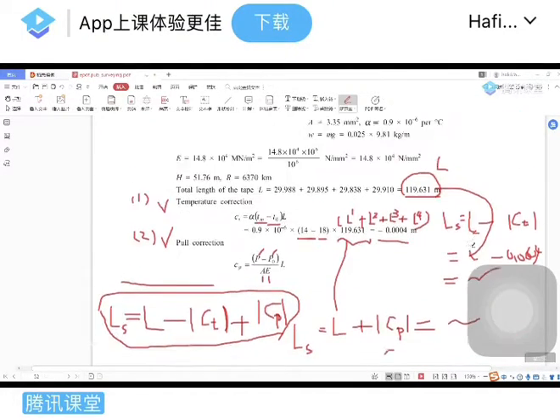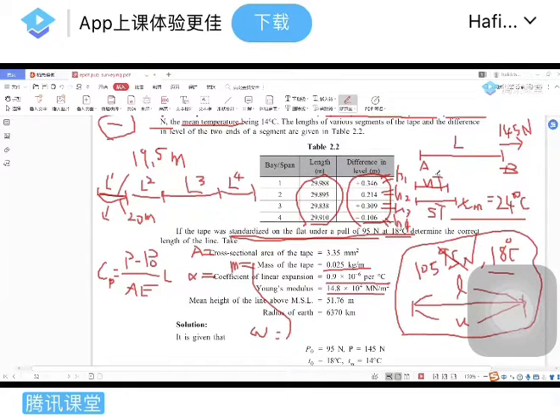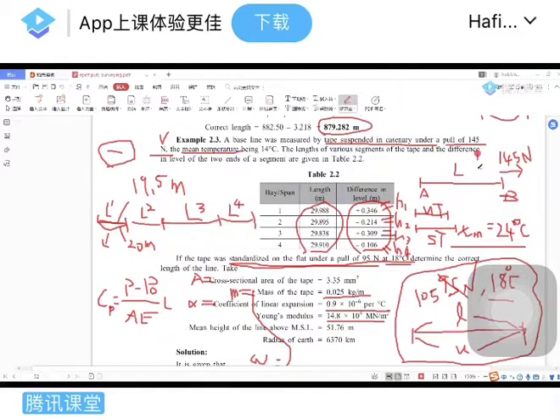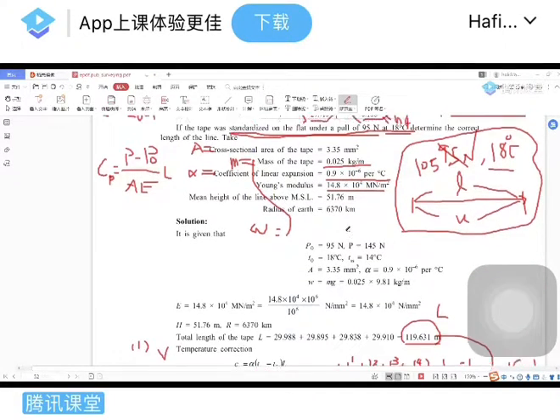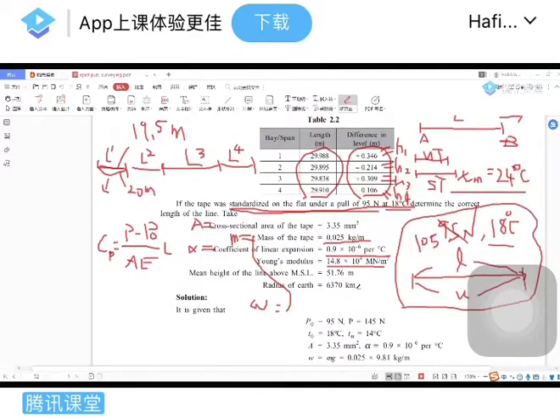Okay, let me repeat the question. First of all, you change the force, change the pull. You don't change P. P is fixed as usual, 145 Newton. P is the same. But you change the mean field temperature to 24 degrees Celsius. Also, you change the standardized force from 95 to 105 newtons, and keep the temperature intact. And other conditions are the same. Apart from this value being changed, others are the same.